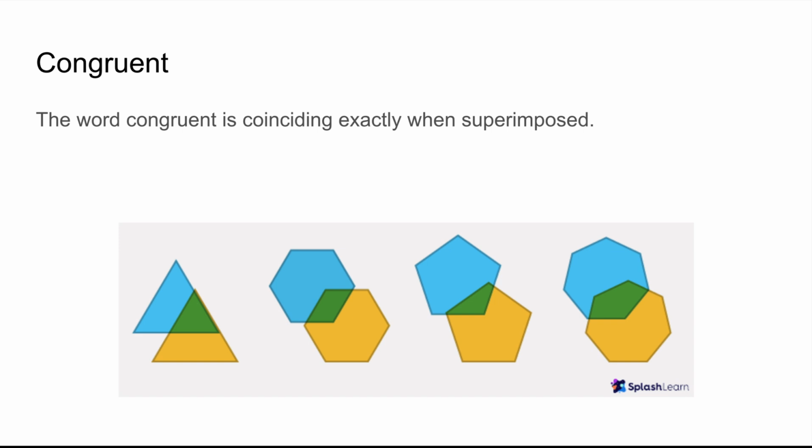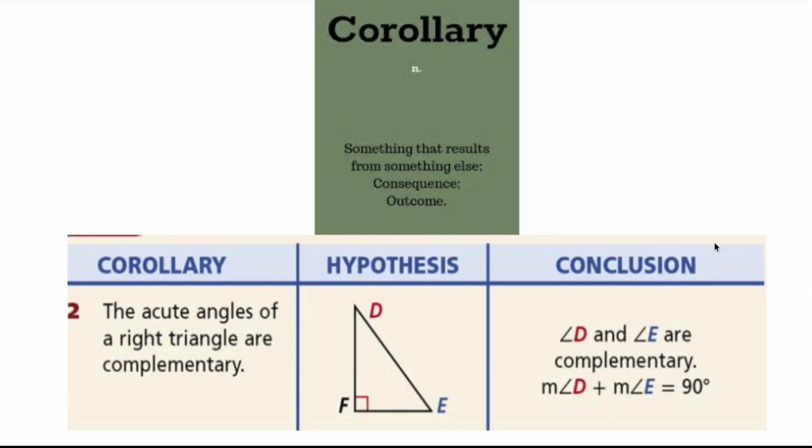Congruent means that two shapes, if they were superimposed, that means lined up exactly on top of each other, would have the same size of sides and the same measurement of angles, exactly the same. A corollary is something that results from something else. So it is a synonym for a result or an outcome.